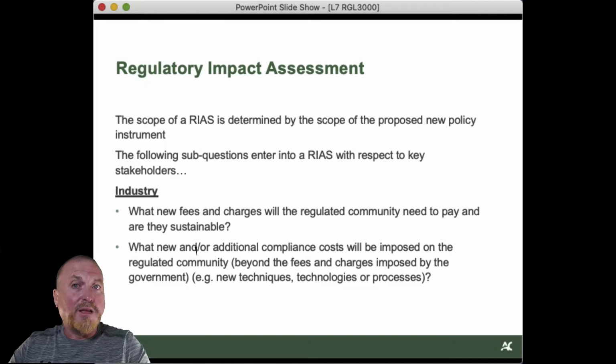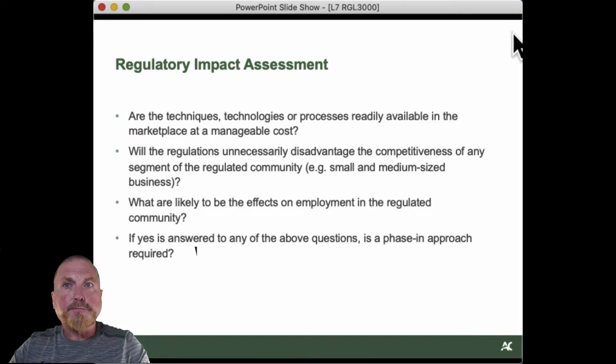One of those is the impacts that we'll have on the regulated parties. So in this case, let's say industry. What new fees and charges would the regulated community need to pay, and are they sustainable? What new and additional compliance costs can be expected of the industry, and how will we factor those in? All right. Are the techniques, technologies, or processes readily available in the marketplace at manageable costs? In other words, you cannot regulate something if it's not going to be possible for the industry to comply, because the technology to comply simply does not exist.